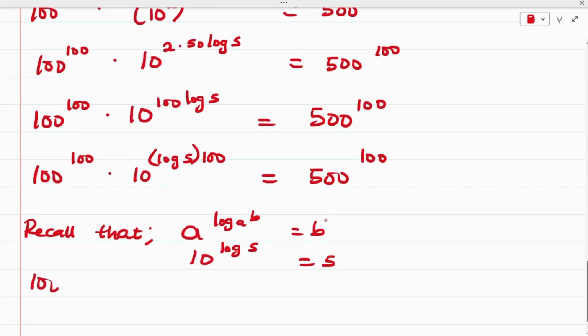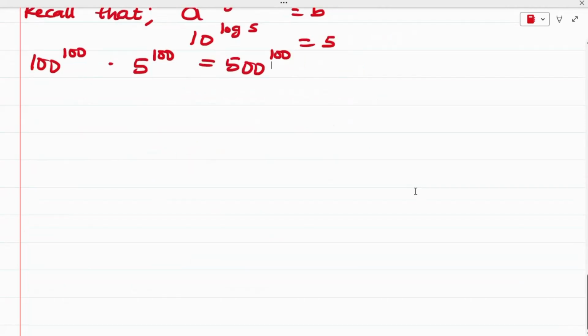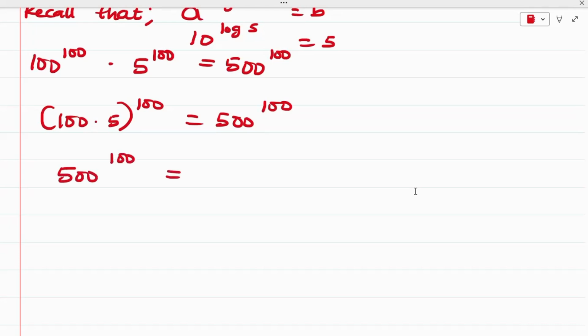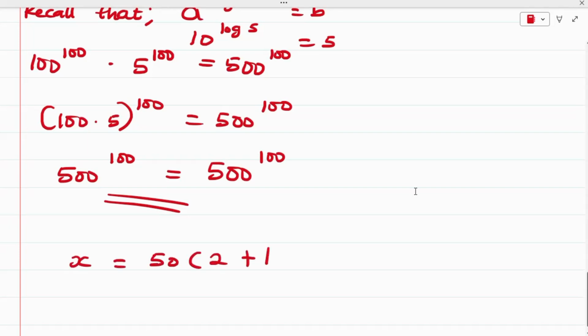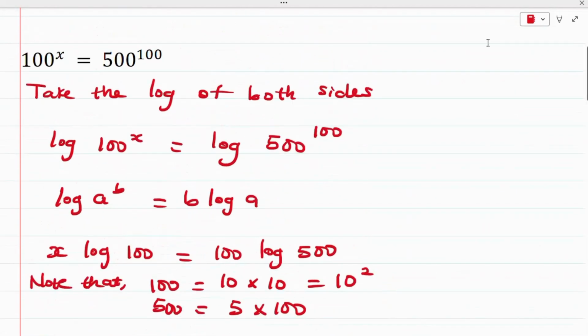So this is going to become 100 raised to the power of 100 multiplied by 5 raised to the power of 100 is equal to 500 raised to the power of 100, and we have 100 multiplied by 5, raised to the power of 100, is equal to 500 raised to the power of 100, and 100 multiplied by 5 is 500, so we have 500 raised to the power of 100, which is equal to 500 raised to the power of 100. And guys, as you can see, the right hand side is equal to the left hand side, and we have been able to verify that x is equal to 50 into 2 plus log 5. So guys, this is the value for x in this question right here.